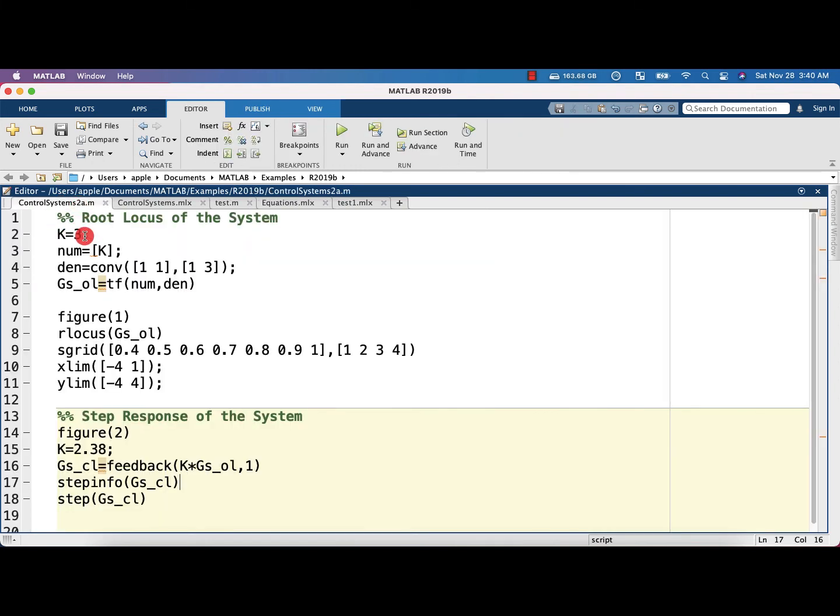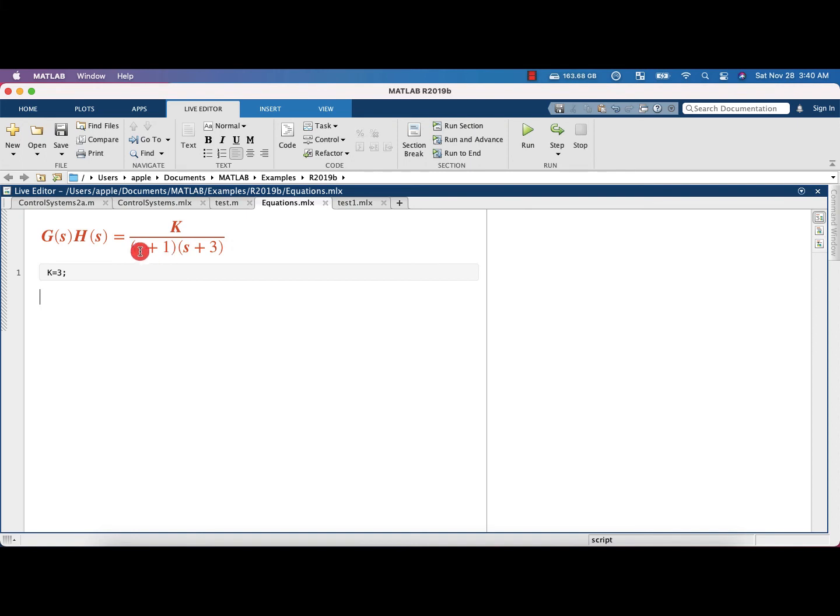Let's define k equal to 3, then the numerator is equal to k, and then the denominator is obtained by convolving the two functions. The one is s plus 1, so the coefficient of s power 1 is 1, and the coefficient of s power 0 is 1. For the other, the s power 1 coefficient is 1 and the s power 0 coefficient is 3. So when you are considering these coefficients, you should consider all powers of s.